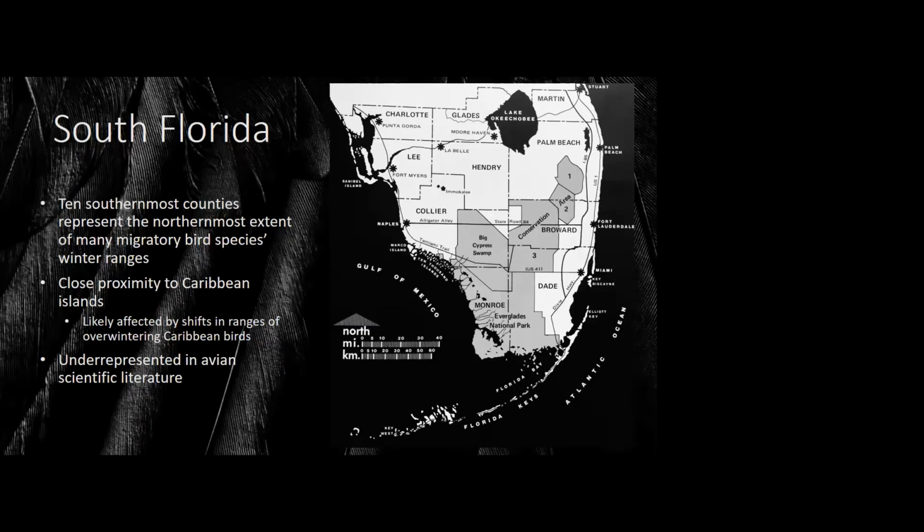South Florida is comprised of the 10 southernmost counties, and this represents the northernmost extent of a lot of migratory bird species' winter ranges. And they have a very close proximity to the Caribbean islands in terms of these overwintering sites. And so as these Caribbean islands are affected by climate change, this is likely influencing how and why South Florida is also experiencing different species presence during these winter months. And again, highly underrepresented in scientific literature in terms of this area and its relationship to birds, migration, and overwintering sites.